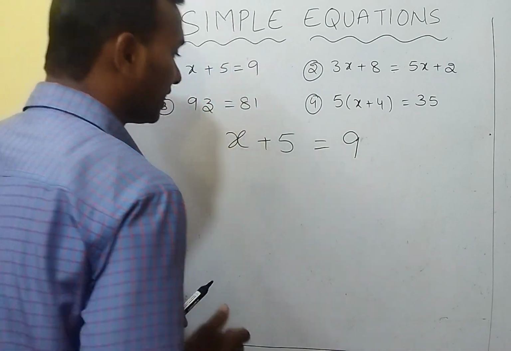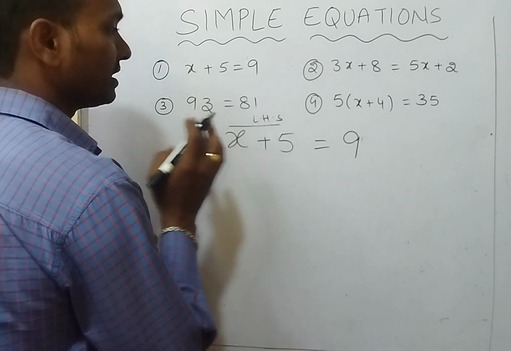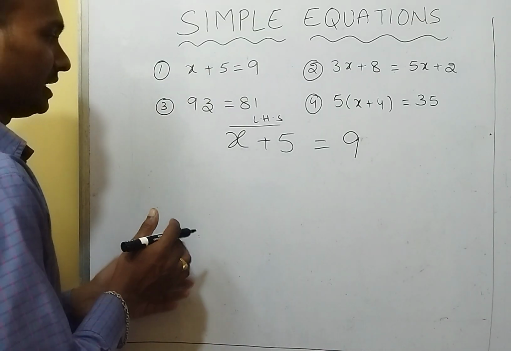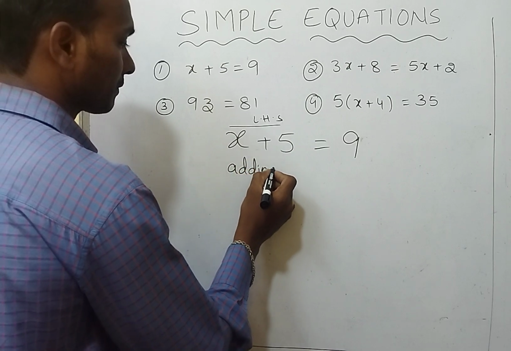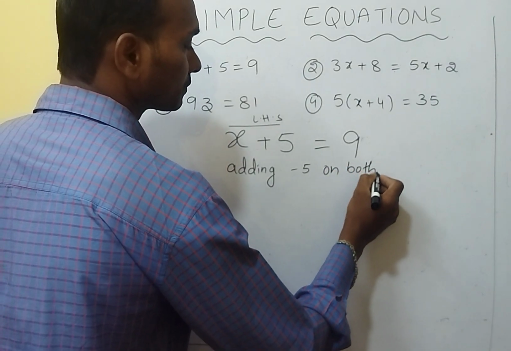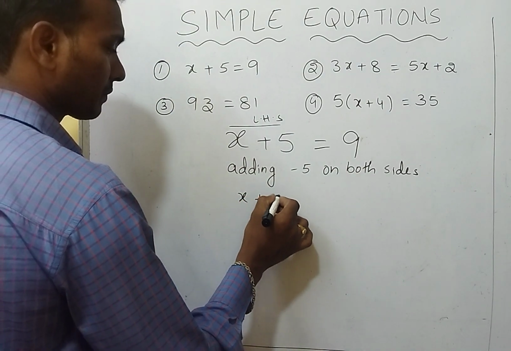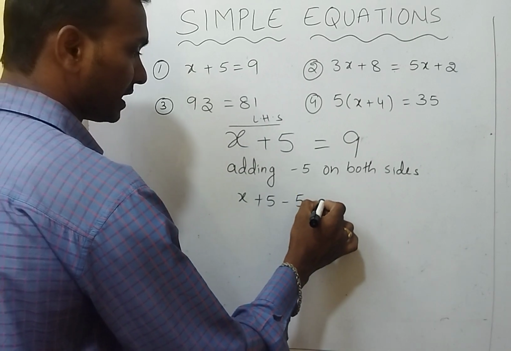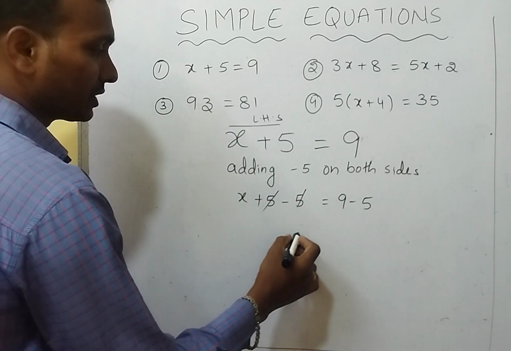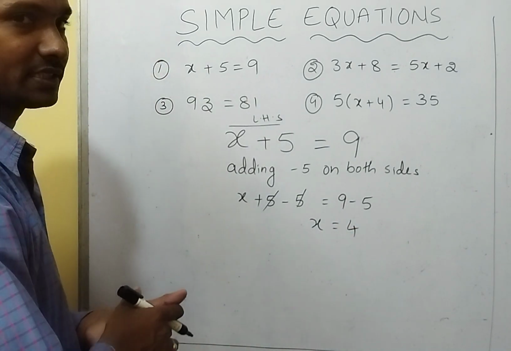Only variable should be on the left hand side. But 5 is a number, it is present in the left hand side. We should eliminate that. So how are we going to eliminate it? Add minus 5 on both sides. That is x plus 5, I am adding minus 5 on both sides. Plus 5, minus 5 are going to cancel. 9 minus 5 equal to 4. So here is the answer, x is equal to 4.